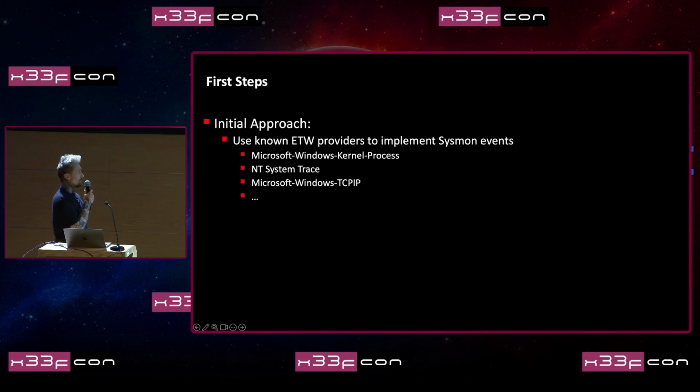So now we're all ETW experts, nice. And we basically tried to implement all Sysmon events using ETW. And for that, we used commonly known providers, such as the ones listed right here. And we just wanted to see if this idea actually works. Yeah, it didn't work.